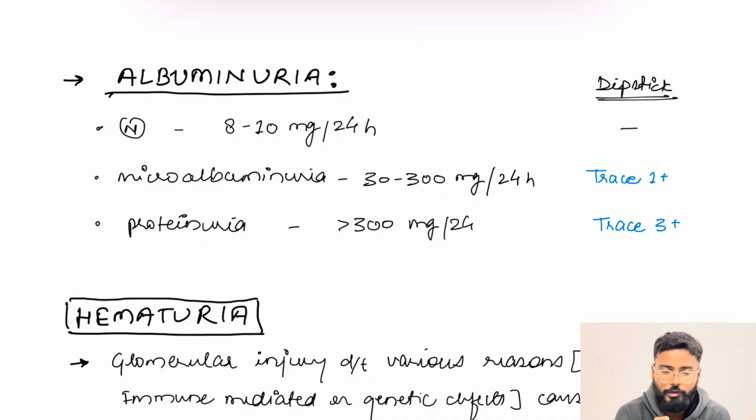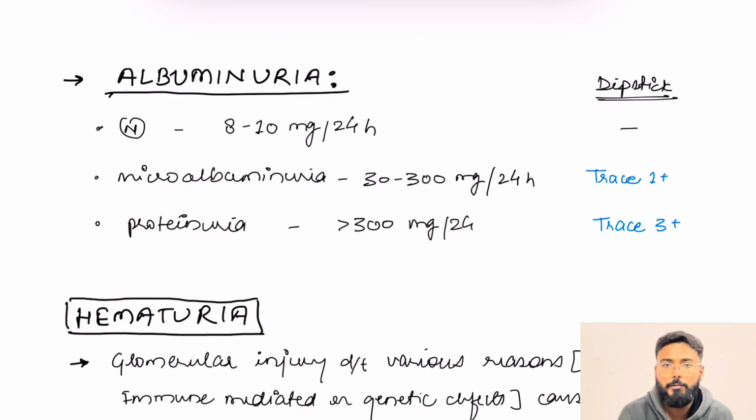Now albuminuria. See, albuminuria and proteinuria. Albumin is a kind of protein. Albumin is a protein, right? So why do we say albuminuria and proteinuria differently? Because there could be only albumin inside the urine and no other protein, and there could be albumin along with some other plasma proteins. So that's why we usually say it separately. We cannot combine these two.